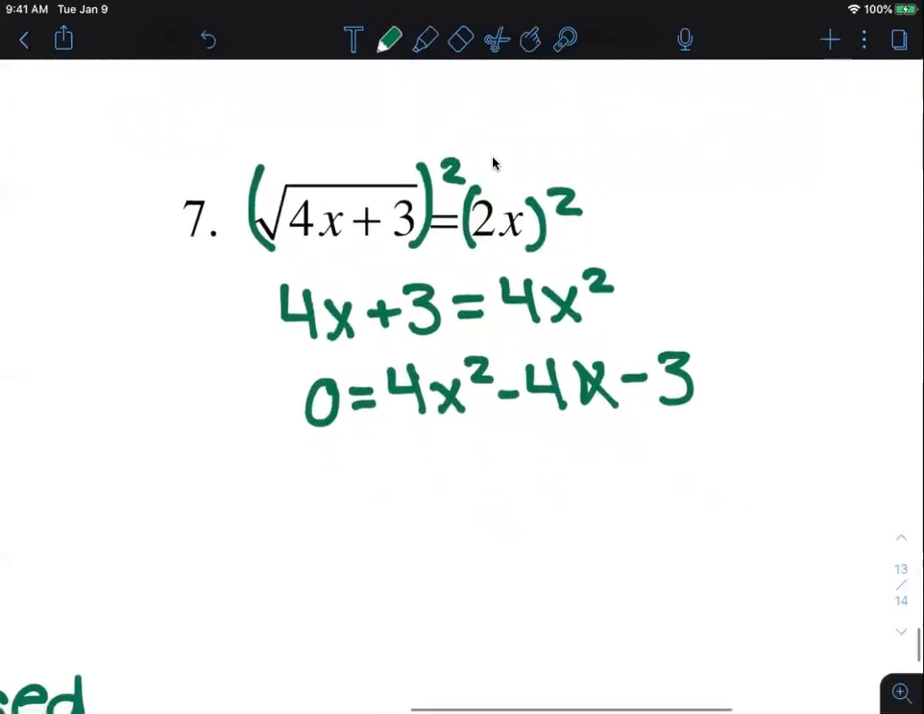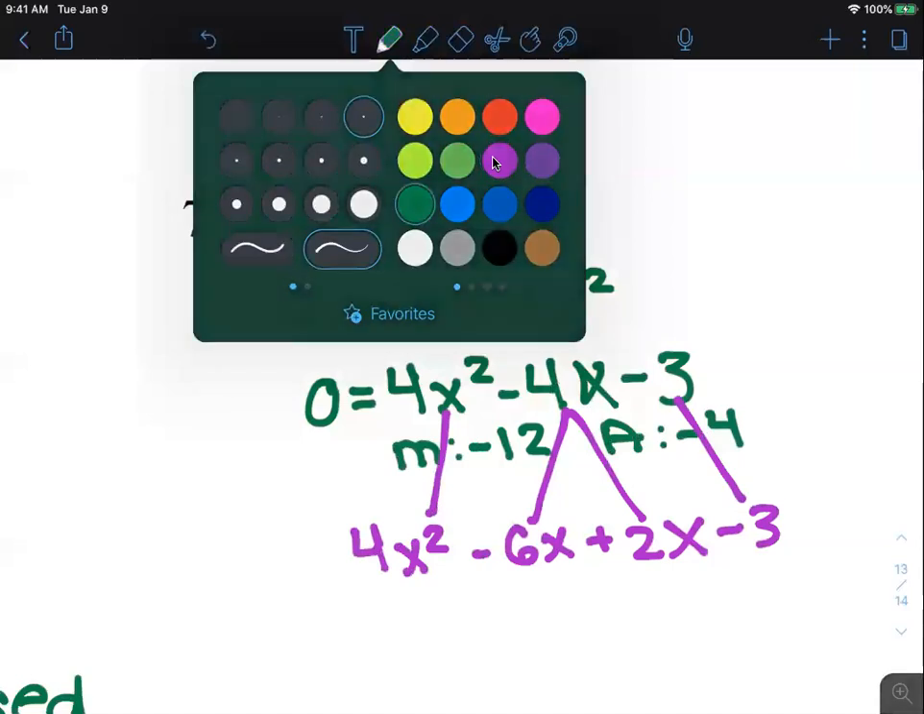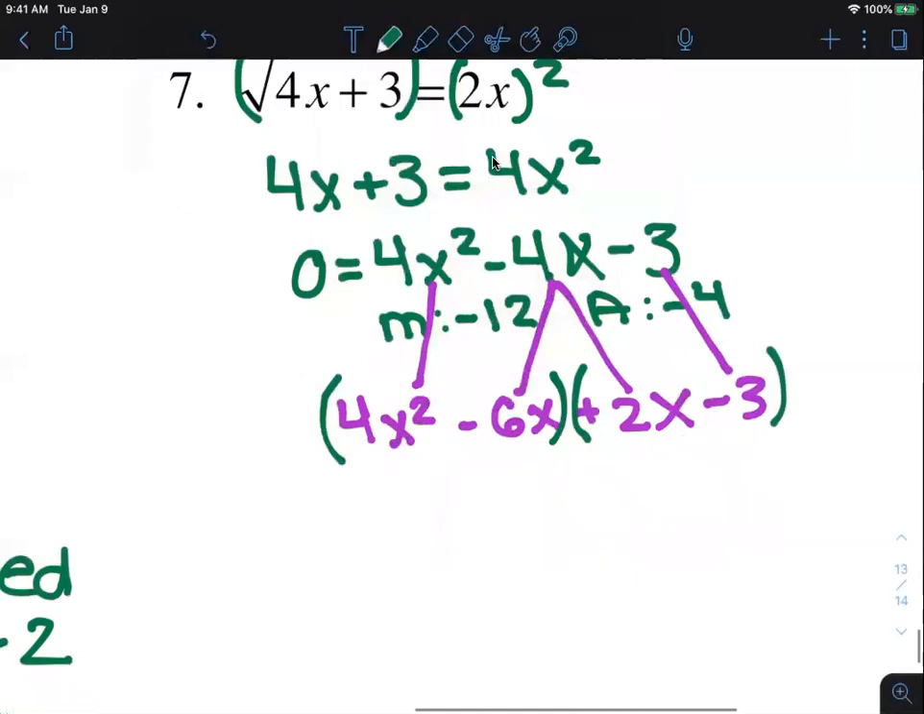Now I'm going to factor it. I'm looking for two numbers that multiply to 4 times negative 3, which is negative 12, and add to negative 4. So that would end up being negative 6x and positive 2x will work. Then I bring down the minus 3 and I bring down the 4x squared. And then I'm going to go ahead and group my first two, group my last two, take the GCF.